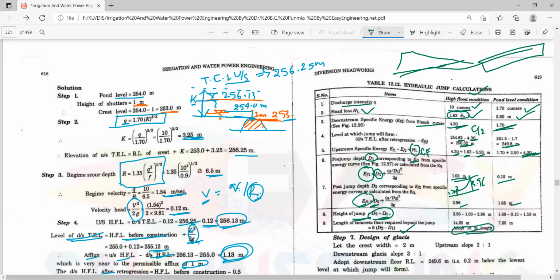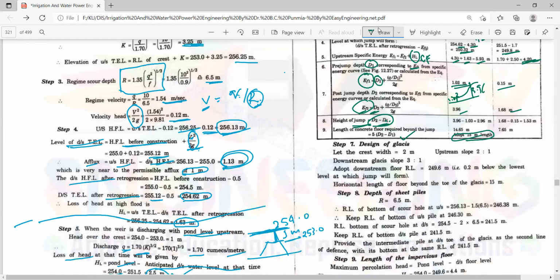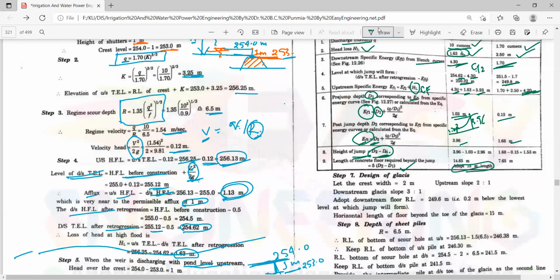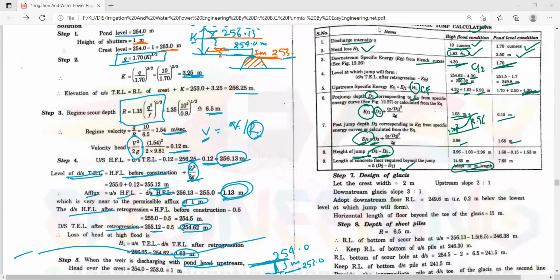Okay. So after this, we need to design the glacis. Students, if you have any doubts, you can ask me. We have 5 minutes time. After that, I'm going to restart the session.